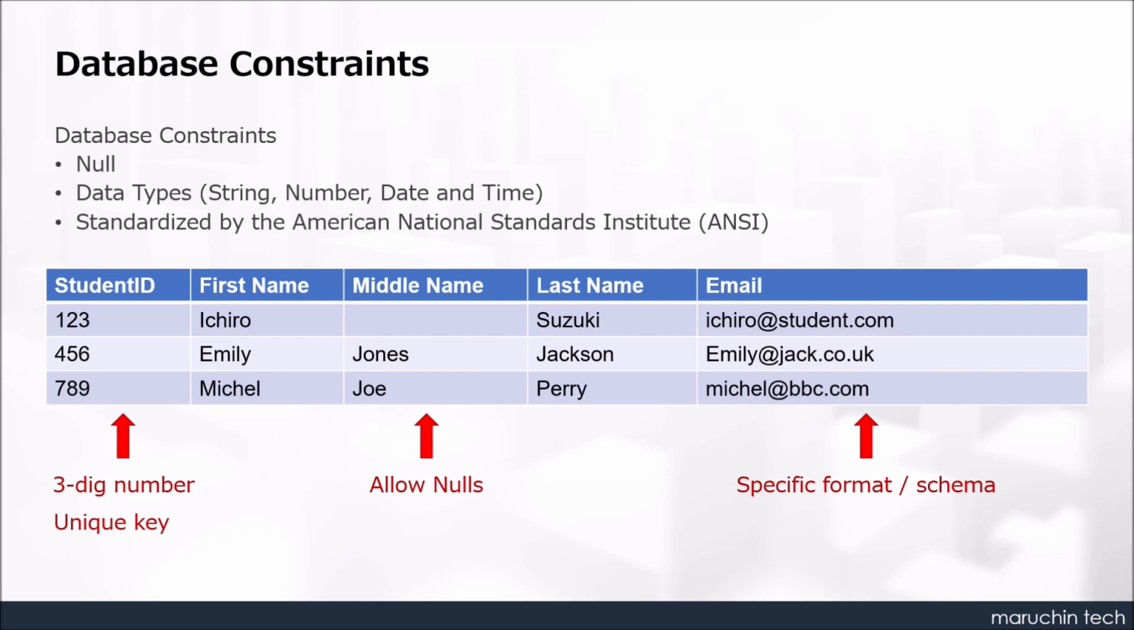In this way, it's common to set constraints on the database to ensure data integrity. These kinds of constraints are standardized by ANSI, the American National Standards Institute. Relational databases guarantee data integrity and consistency. Because of these characteristics, they are used in high reliability systems.